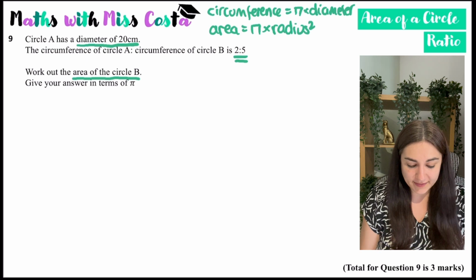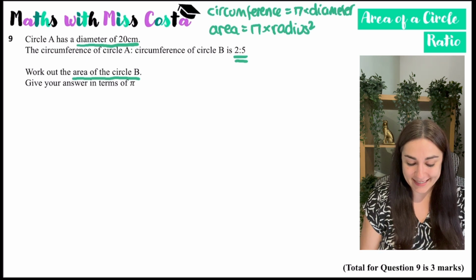So I know that circle A has a diameter of 20 centimeters. How do I find the circumference? Well, the circumference is going to be pi times the diameter. So the circumference of circle A is 20 pi.